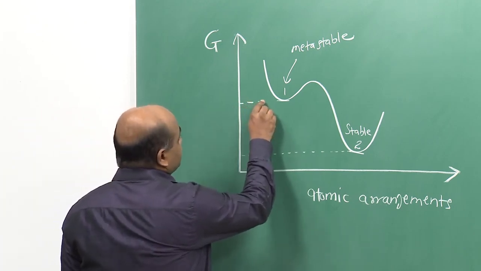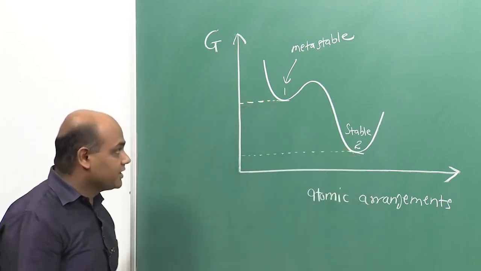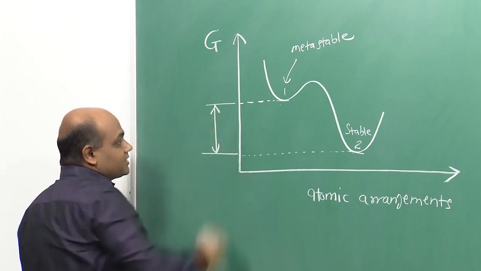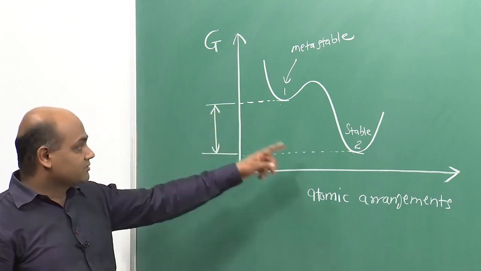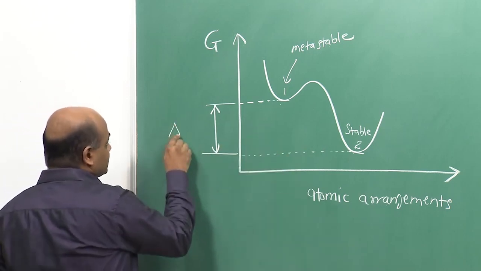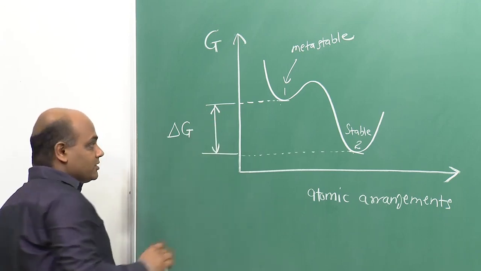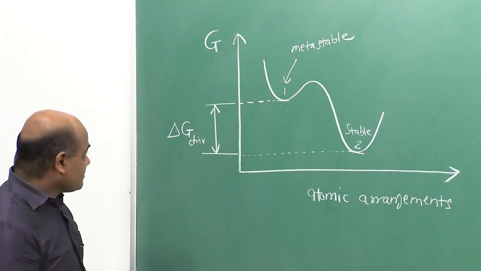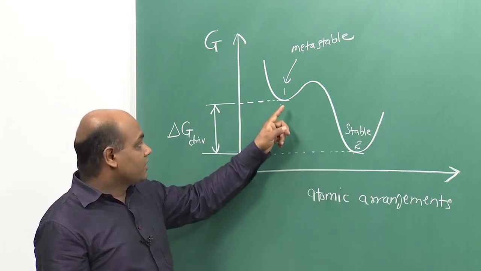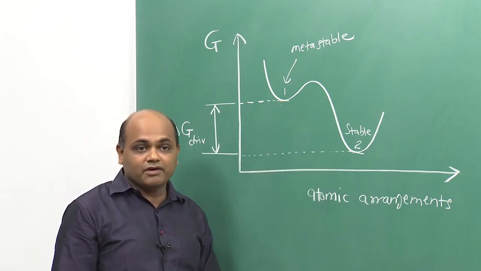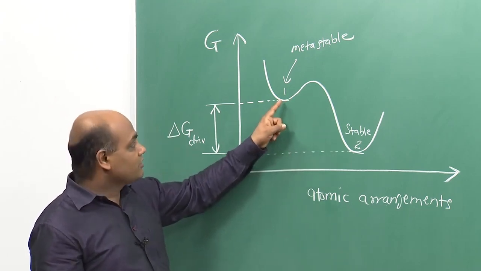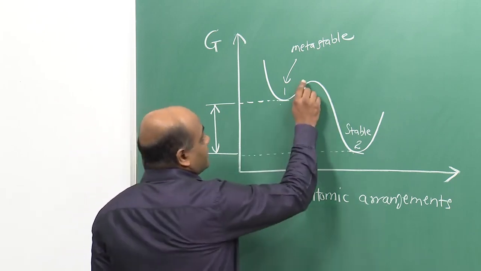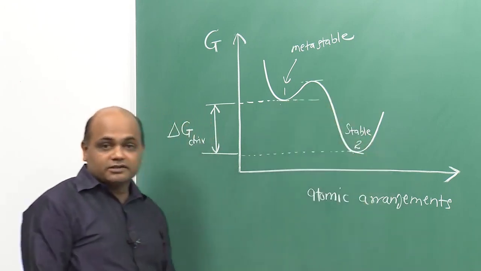Now, since state 2 has a lower Gibbs free energy than state 1, there is a decrease in Gibbs free energy, and that is why the process is irreversible. The transformation from state 1 to state 2 is irreversible, and the difference between the Gibbs free energy of the two states is called the driving force for this transformation. So, there is certainly a driving force for the system to transform from state 1 to state 2. However, you will notice that while going from 1 to 2, the system has to cross this hump.